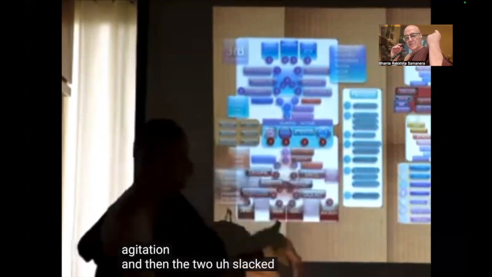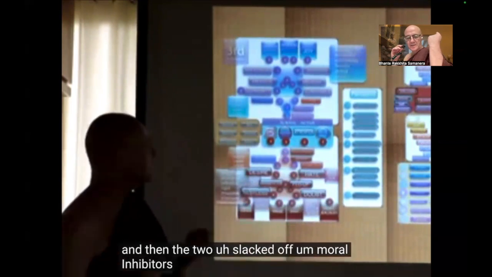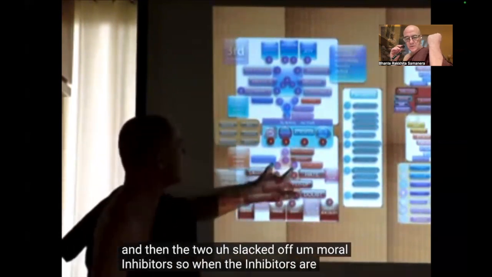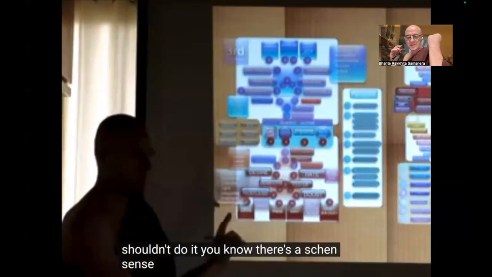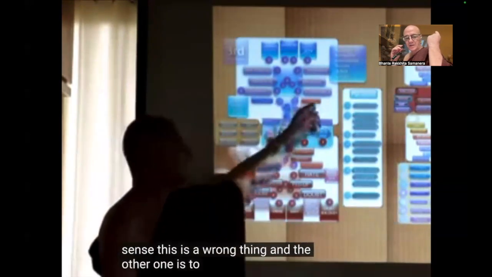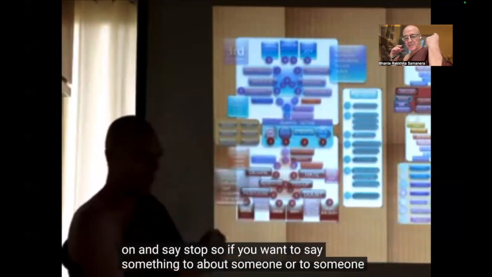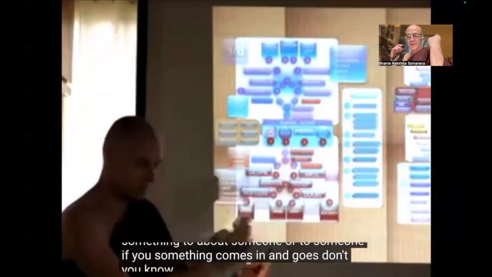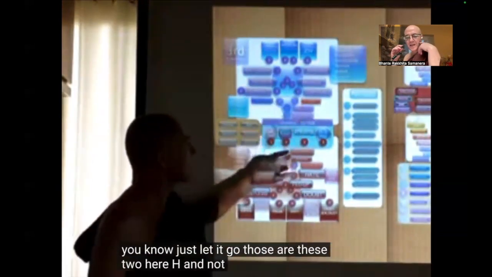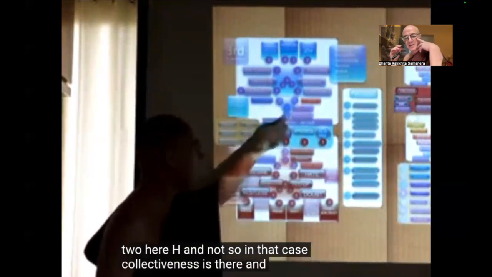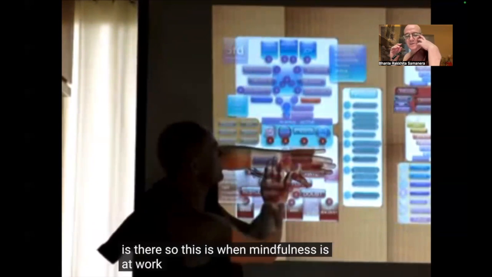And then the two moral inhibitors. When the inhibitors are there, you have this sense of what you shouldn't do. There's a keen sense this is a wrong thing. And the other one is to actually put the brakes on and say stop. So if you want to say something about someone, it comes in and says don't, just let it go. Those are these two here, hiri and ottappa. In that case, mindfulness is there. So this is when mindfulness is at work.